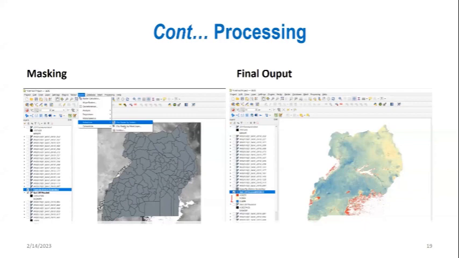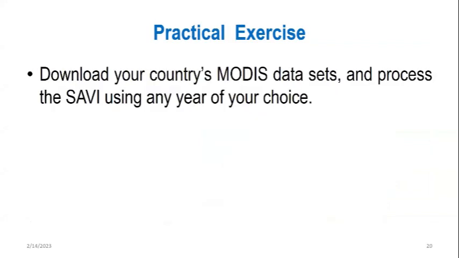So maybe an exercise that I would like our participants who have joined the call today to do is download your country's data set and process it using any year of your choice. Because it's very useful, this is a concept. But maybe for a country, it's so big, because this data takes so much time. Depending on your bandwidth, it can even take like 7 hours to download the data.